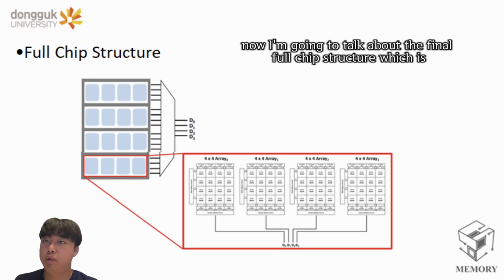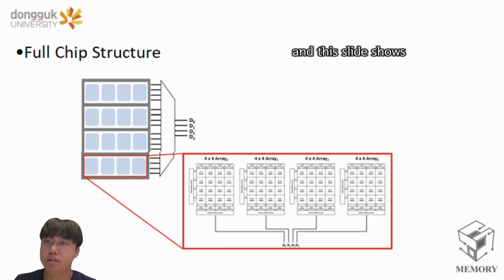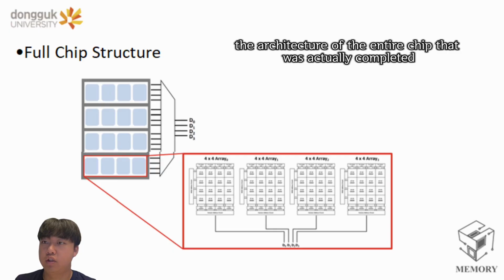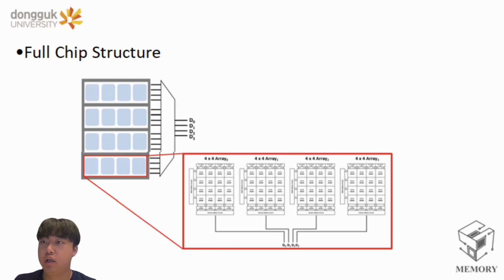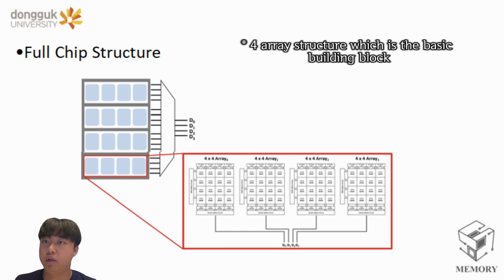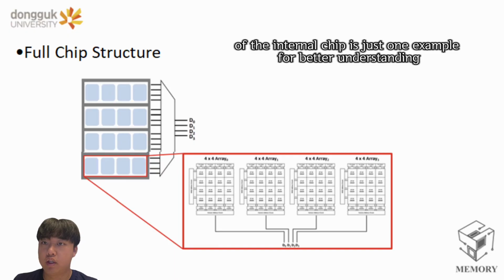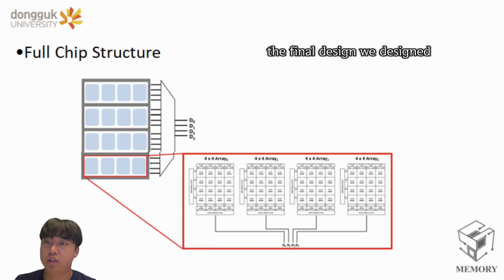Now I'm going to talk about the final full chip structure, which is based on the hierarchy that I mentioned before. This slide shows the architecture of the entire chip that was actually completed. If you look at the red box at the bottom right, you can see the 4x4 array structure, which is the basic building block. The 4x4 array currently displayed on the screen, or the layout of the entire chip, is just one example for better understanding. The final design we designed is not fixed in this chip.